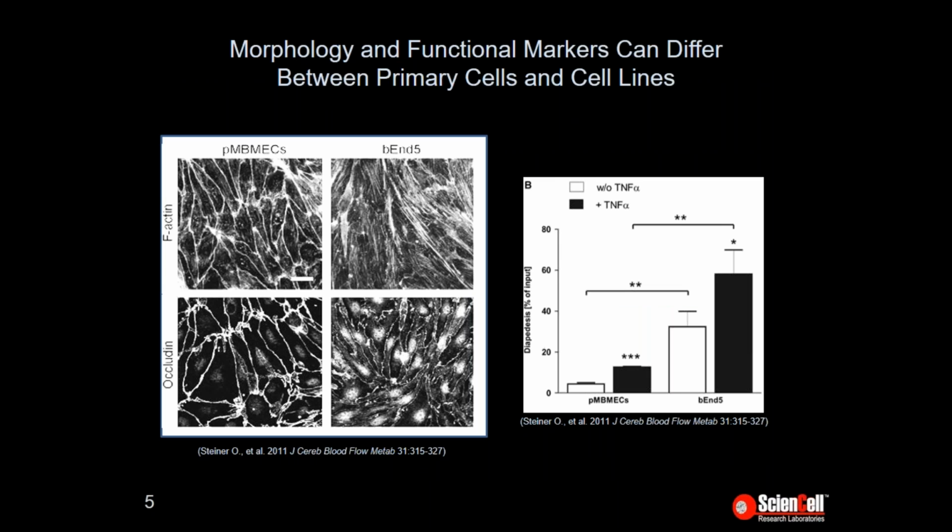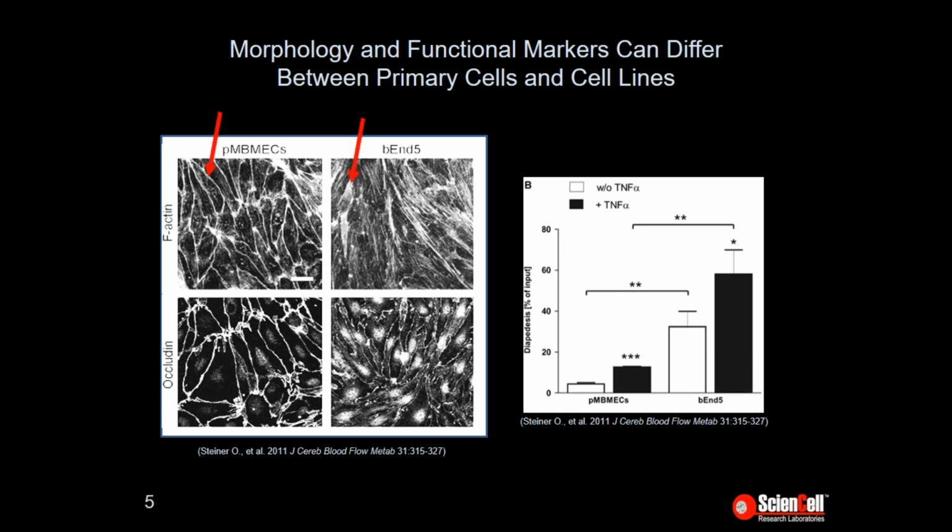The differences between primary cells and cell lines are well documented in the existing literature. In one study, which I show here, Steiner et al. compared primary mouse brain endothelial cells to a common mouse brain endothelial cell line known as BN5 using a variety of functional markers.